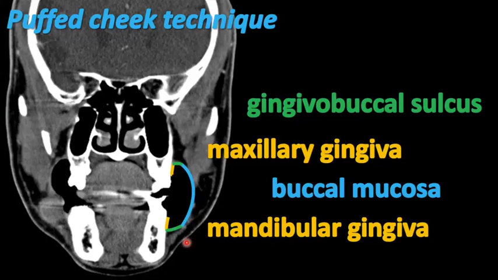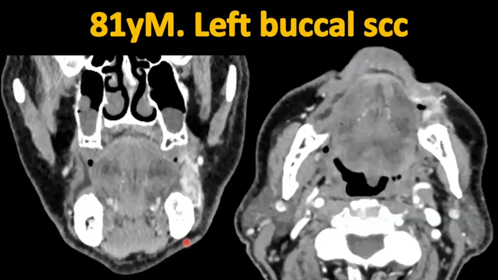And that's where the gingiva of the maxilla and the mandible are continuous with the mucosal lining of the buccinator muscle, or the buccal mucosa. So when patients come in, and this is a gentleman with a left buccal squamous cell carcinoma, we can see here that we have the enhancing tumor, beautifully seen on the coronal plane.